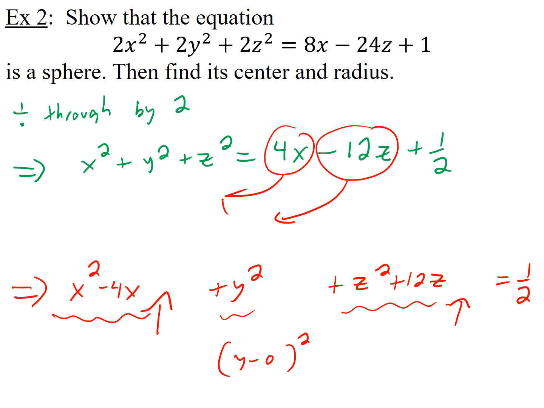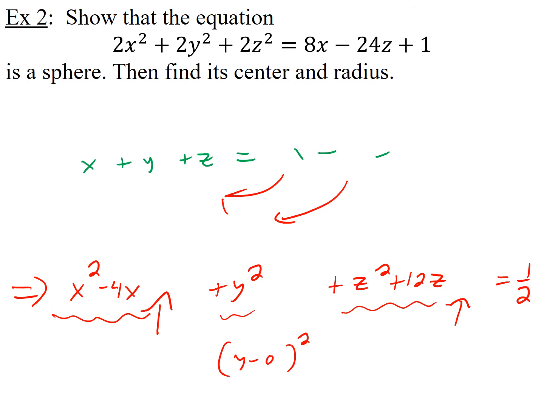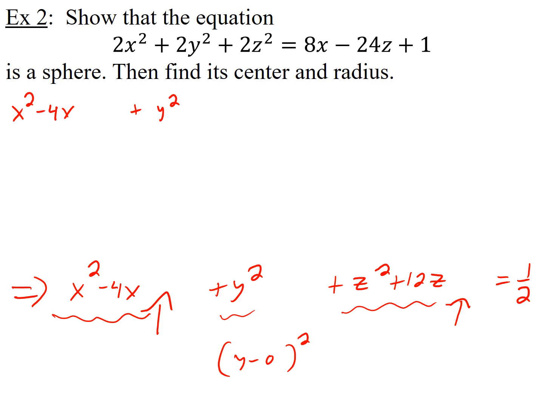Okay, I need to erase some stuff. Okay, so pretty much the rest of what I'm going to do now is very similar to the last example. The only thing that was weird here is you had to divide by 2 first, because you can't have numbers in front of the x squared. Okay, so I'm just going to rewrite it here. X squared minus 4x plus y squared, some space, plus z squared plus 12z, some space, equals 1/2.